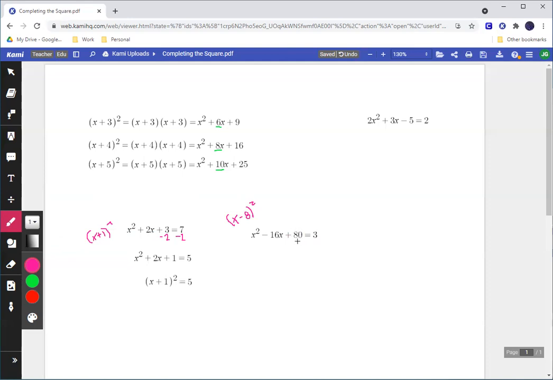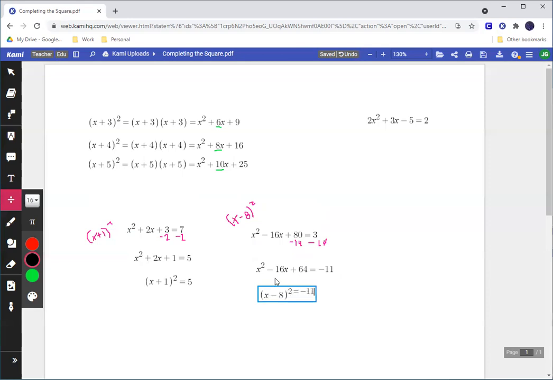And we don't see that. So let's turn it into a positive 64 by subtracting 16. And that's going to give us x squared minus 16x plus 64 equals negative 11. And that is now a pattern, which we can then replace with (x minus 8) squared equals negative 11. Okay, so these are some levels of complexity. However, it does get even more complex than this.